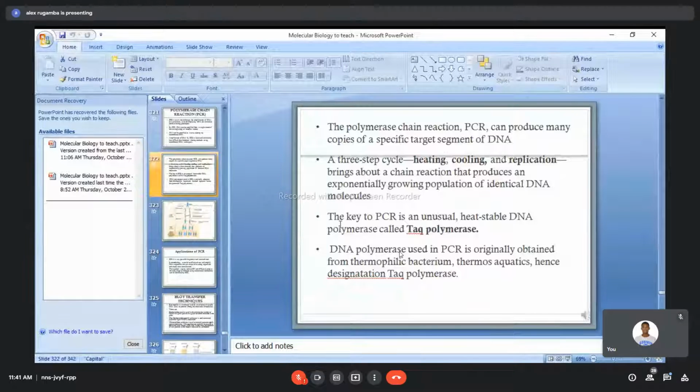Taq polymerase is obtained from a bacterium which is resistant to heat. It may resist up to 100 degrees Celsius. This bacterium is called Thermus aquaticus. It's the bacterium from which this polymerase is obtained, so this is heat-stable DNA polymerase. The DNA polymerase used in PCR is originally obtained from the thermophilic bacterium called Thermus aquaticus, hence designated as Taq polymerase.